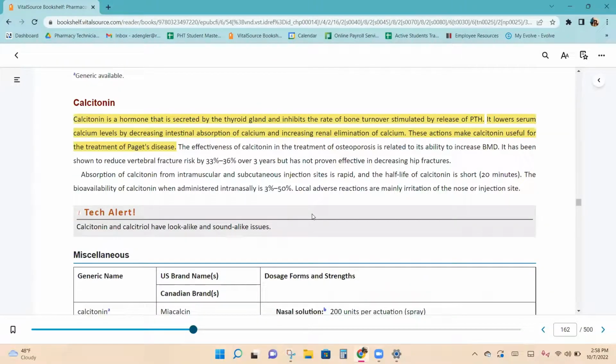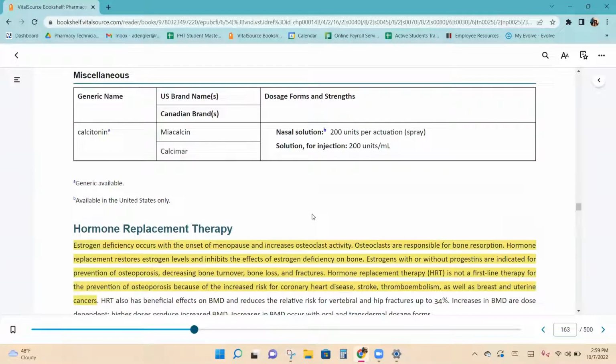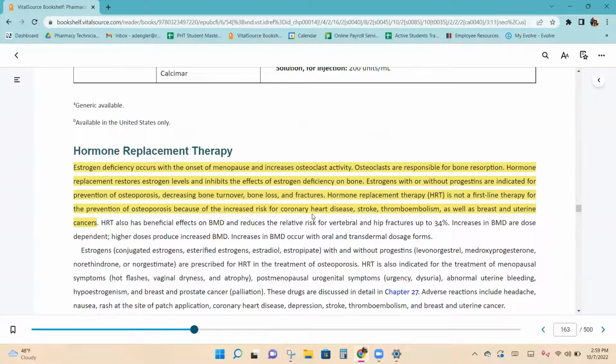Calcitonin is a hormone that is secreted by the thyroid gland and inhibits the rate of bone turnover stimulated by release of PTH. It lowers serum calcium levels by decreasing intestinal absorption of calcium and increasing renal elimination of calcium. These actions make calcitonin useful for the treatment of Paget's disease. So calcitonin comes in a nasal solution, which you'll see in both the retail and hospital world probably, and solution for injection you're going to see in the hospital world.